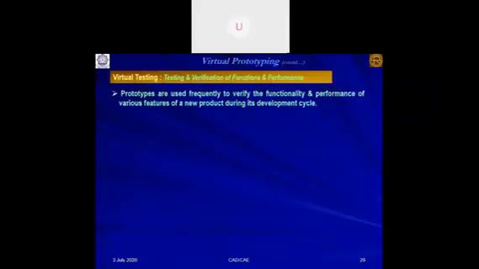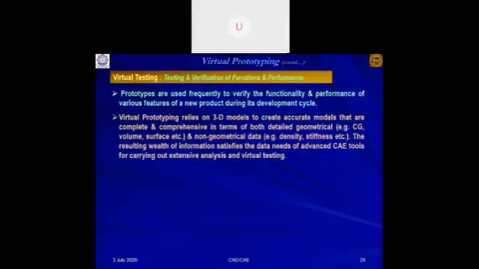So virtual prototyping relies on the 3D model to create accurate models that are complete and comprehensive in terms of both detailed geometrical as well as non-geometrical, that means topological, information, resulting in a wealth of information that satisfies the data needs of advanced computer-aided engineering tools for carrying out extensive analysis and virtual testing.